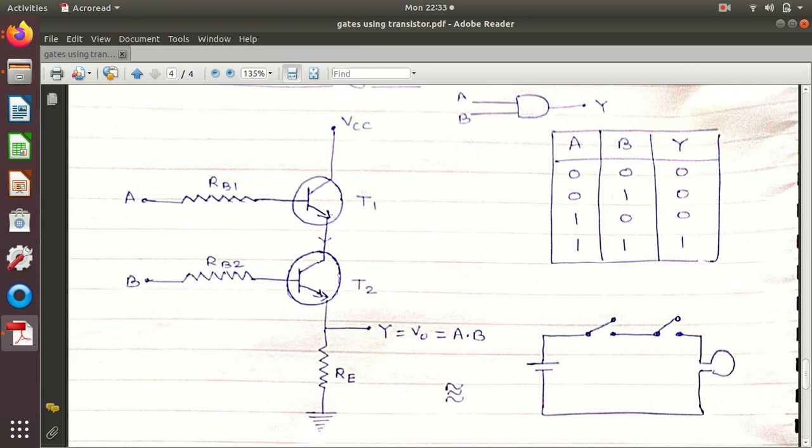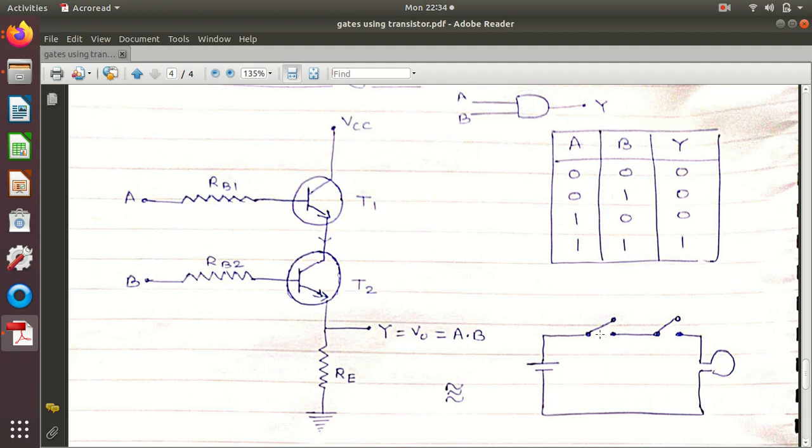The emitter of one transistor is connected to the collector of the other transistor, right? And the emitter of transistor T2 is then grounded through some resistance RE. And our output, we are taking as the voltage across this resistance RE. Right?